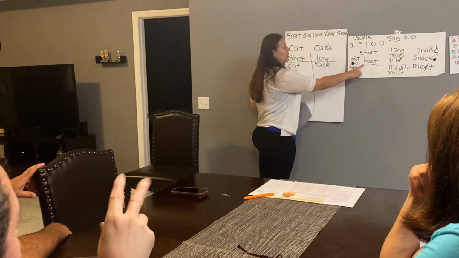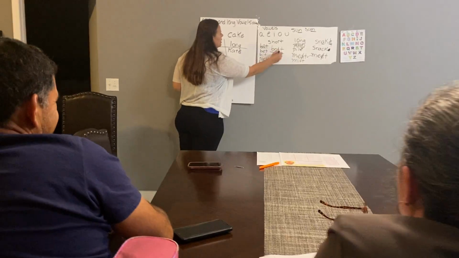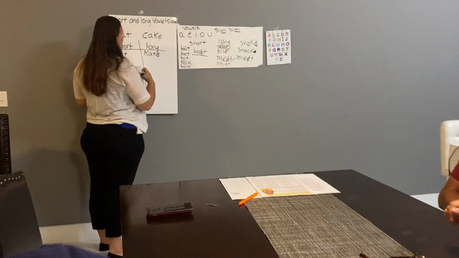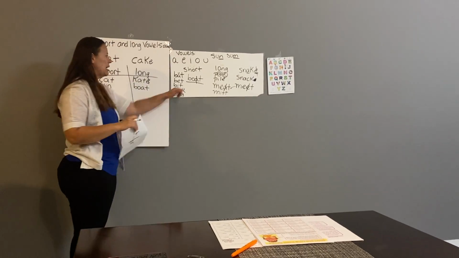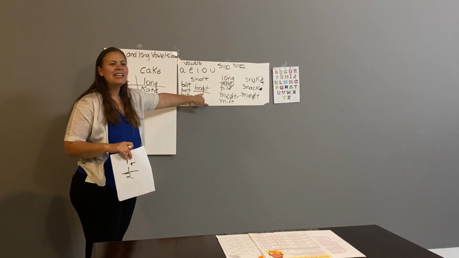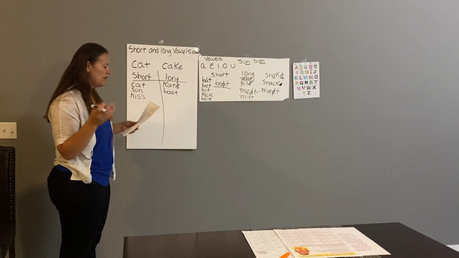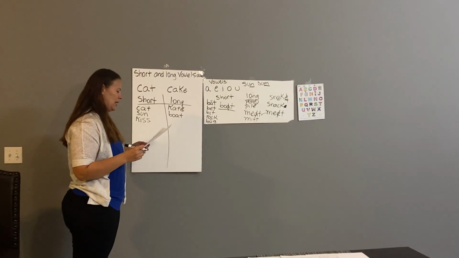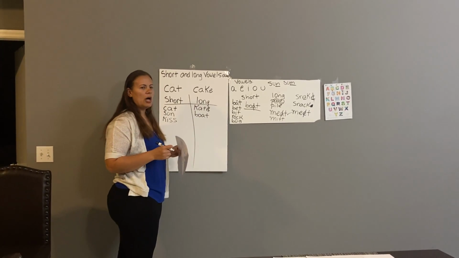Two vowels. So the first one we say has the long sound, and the second one is what? Silent. Go ahead and say silent. Silent. Okay. Alright, the next one is dog.